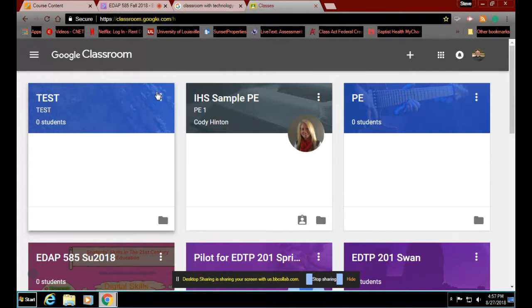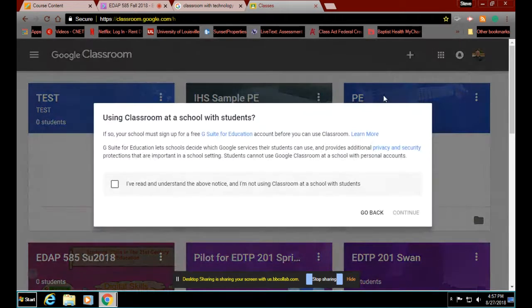So the first thing we do once we land here is, up there in the upper right, there's a little plus sign. I'm going to click on that plus sign, and I'm going to create a class. Using Classroom at a school with students. So your school will sign up for it, it's free. And you're not in a classroom at a school, so you can make sure you put that check in there.